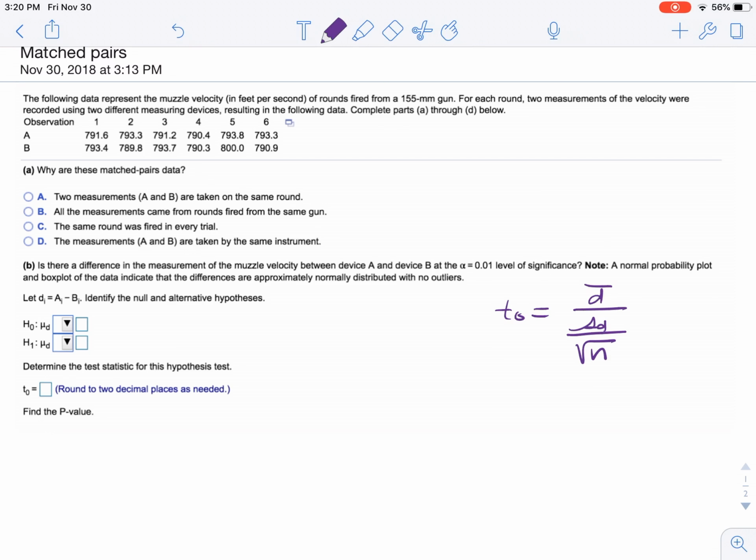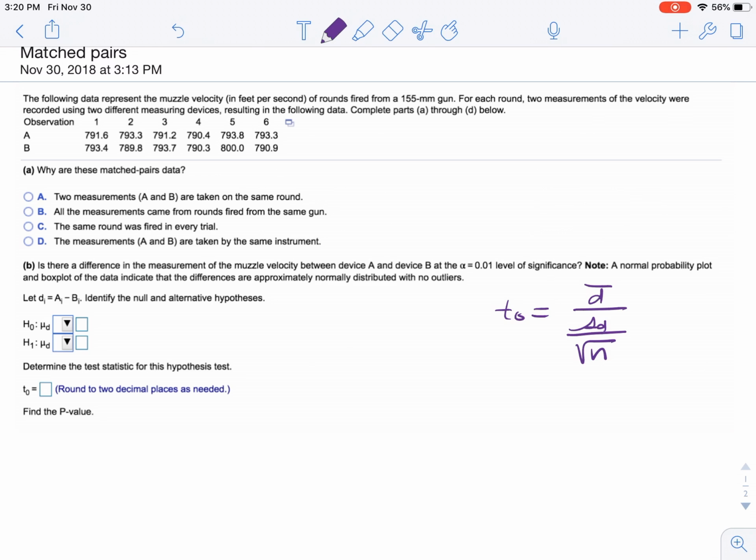All right, here we have a test between the means. We have a muzzle velocity of rounds fired from a 155 millimeter gun. For each round, two measurements of the velocity were recorded using two different measuring devices. And we have the data here.